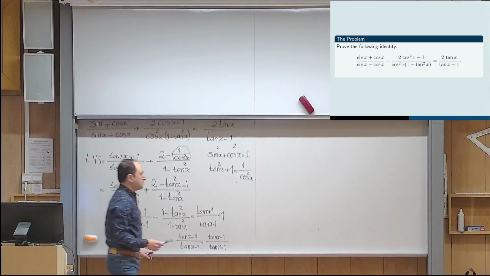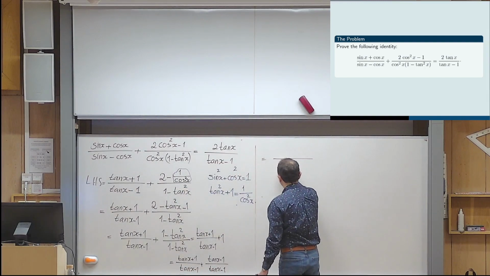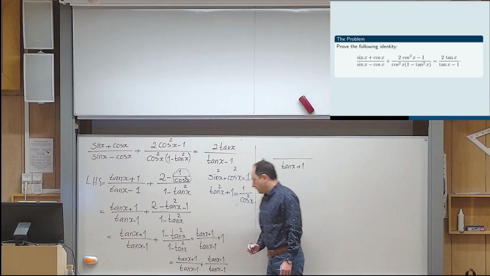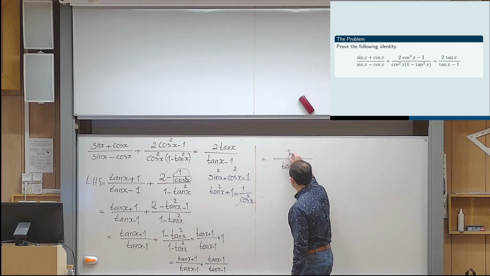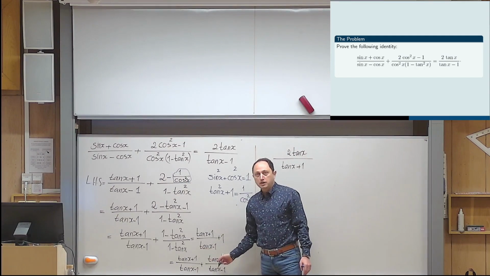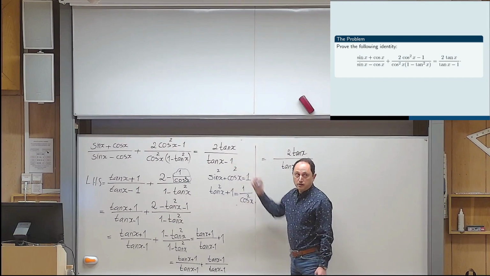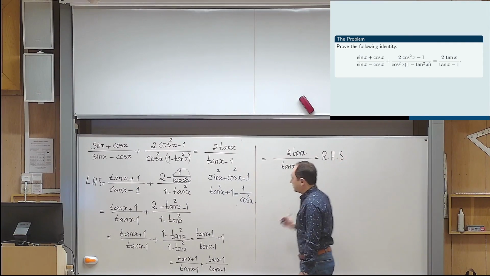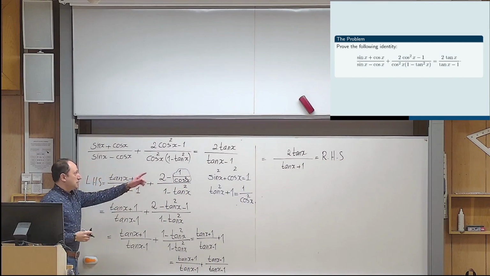So this means that I can take the common denominator, which is tan x plus 1, and I can simply add the numerators. But look, tan x added to this tan x gives me 2 tan x, and then 1 plus minus 1 is 0. So I am left with this one. But that's exactly the right-hand side. So this becomes the right-hand side. So I started from the left-hand side, and I was able to do the calculations and reach the right-hand side.